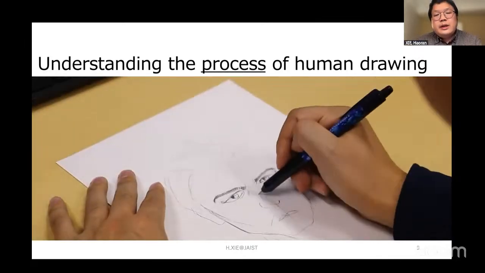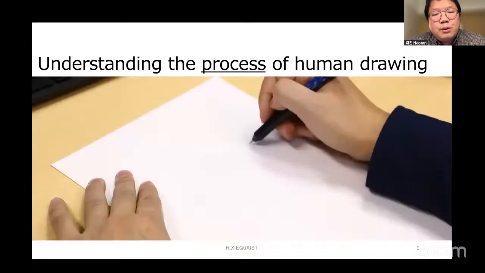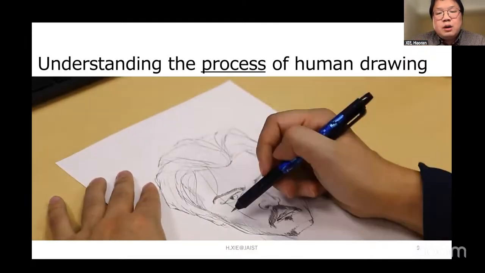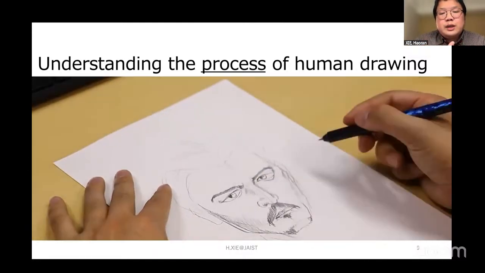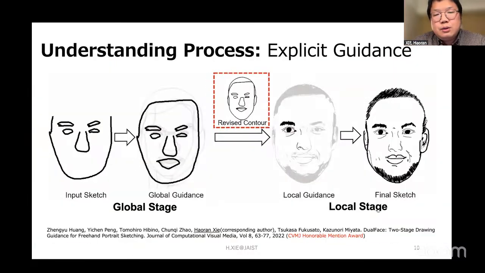Here is one paper from some years ago. We wanted to understand the process of human drawing, so we observed the drawing process. What are the patterns when people draw something that is quite beautiful? When we understand the process, one way is to give explicit guidance. That means, for example, when you draw something, you first draw the global, I mean the whole shape, the outline.